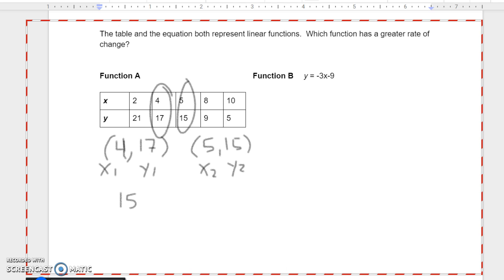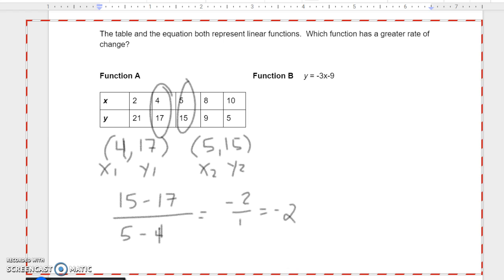So y2 minus y1 over x2 minus x1. I put the right numbers in there and I just said the wrong thing out loud. Remember, the rate of change is the change in y over the change in x. So here we have negative 2 over 1, which is just negative 2.